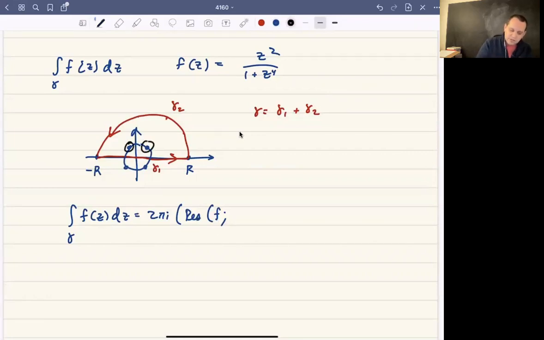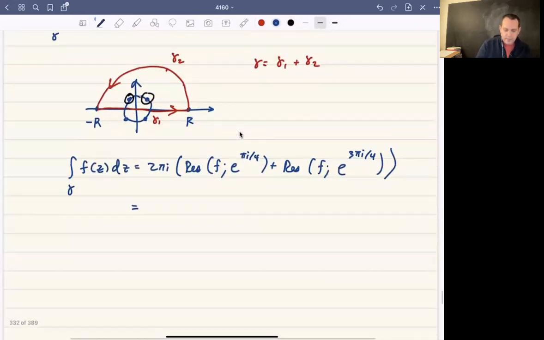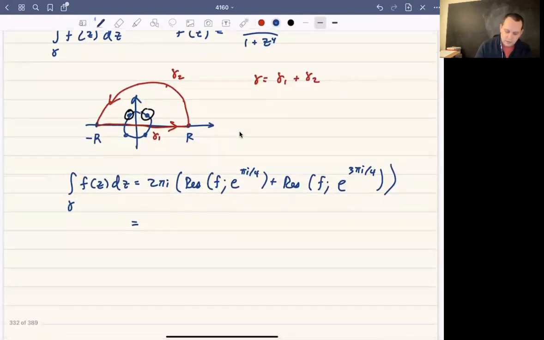Okay, so it's going to be the residue of f at e to the pi I over 4, and the residue of f at e to the 3 pi I over 4. And so that's going to be this total integral here. On the other hand, this integral can be thought of as the sum of two integrals that we'll talk about. So let's first calculate what these residues are.